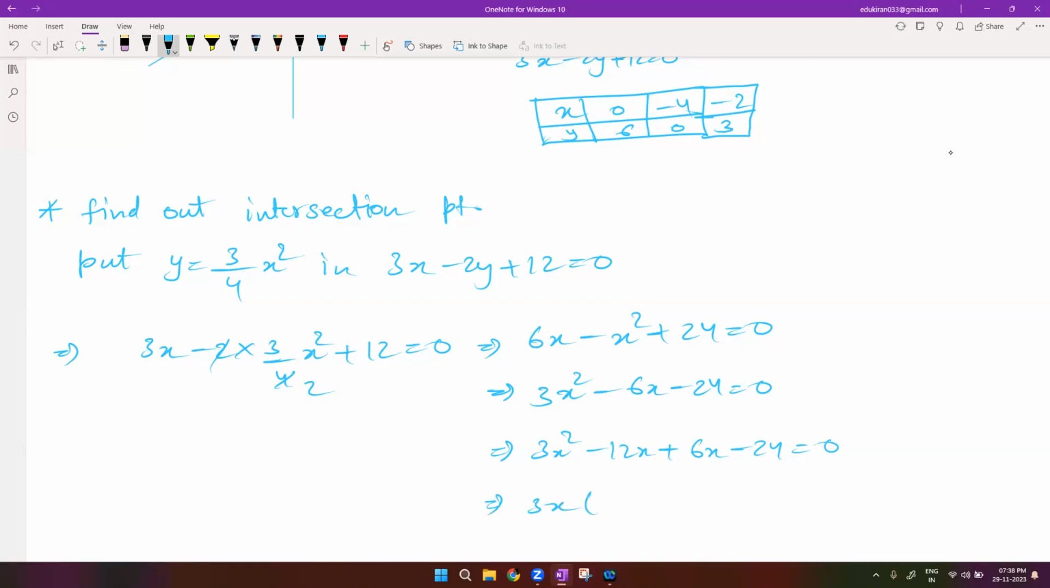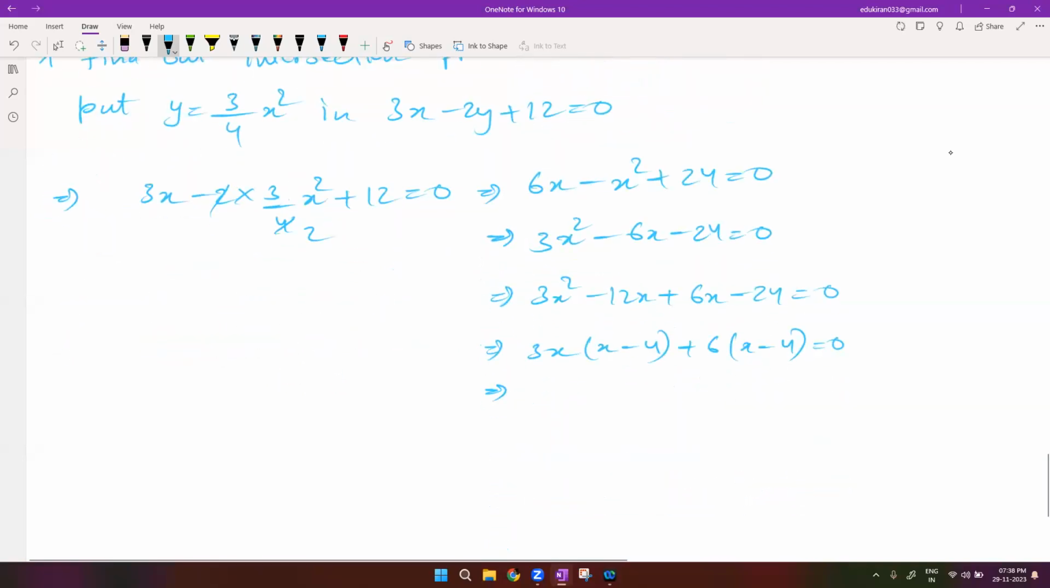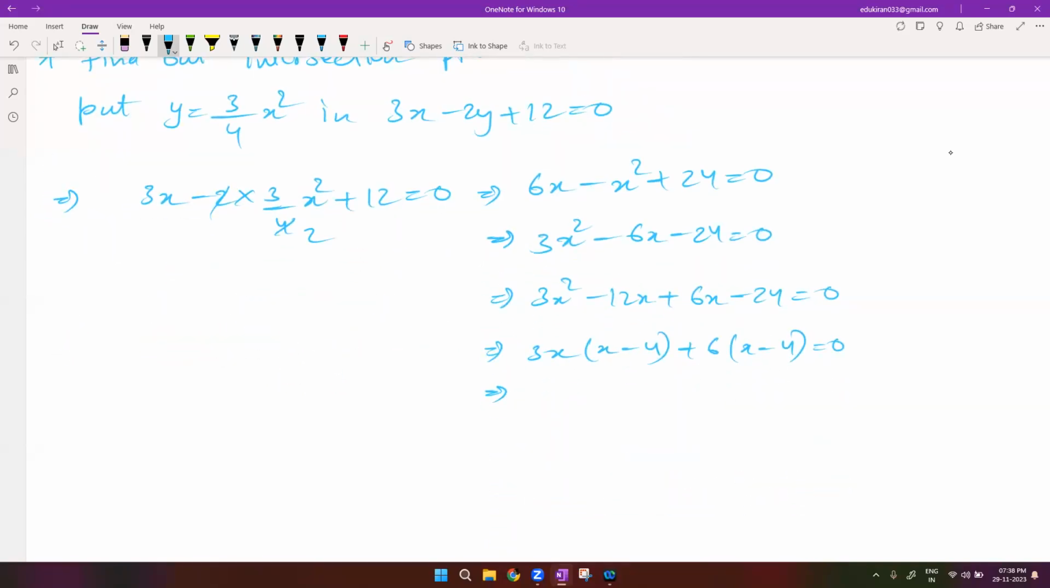So you can take 3x common here, it becomes x - 4, and you can take 6 common from here, it will become x - 4. Now you got your two factors, which will give you two intersection points, or two values of x. One value of x is -2 and another value of x is 4. These are the two x-coordinates where these two curves intersect.